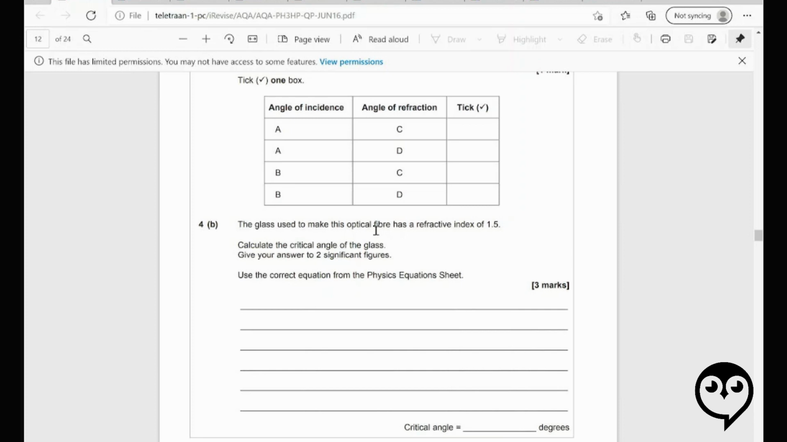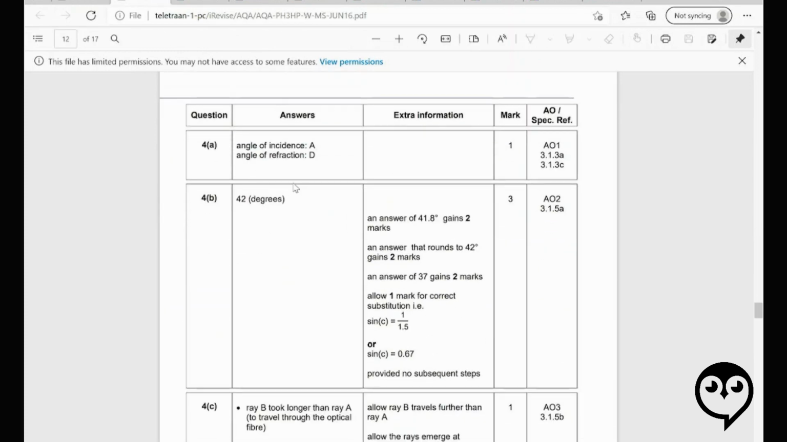Here, glass is used to make optical fiber, has a refractive index of 1.5. Calculate the critical angle. It looks like they give you the formula here, but if you don't have it in front of you, you know that the refractive index is the reciprocal of the sine of the critical angle. In other words, the sine of the critical angle is the reciprocal of 1.5. So actually, I'll just scroll on and show you. So AD, we said 42 degrees. That'll be the sine of the critical angle is 1 over 1.5. So it's 1 over n. Okay, and then you just do your calculation and you get it.